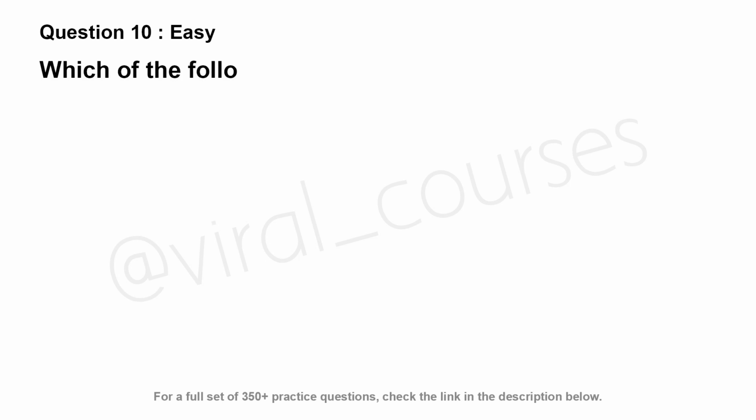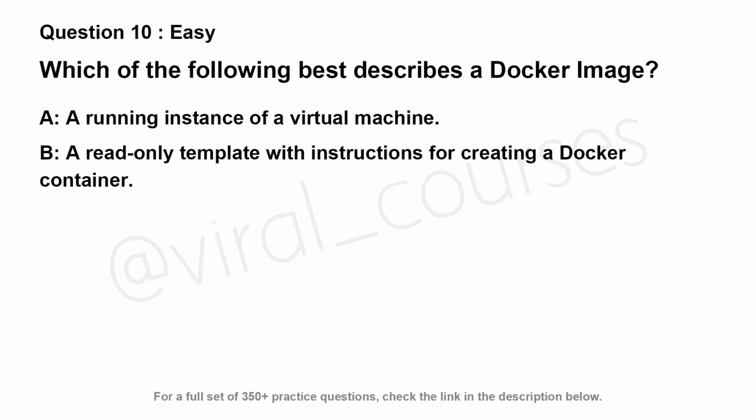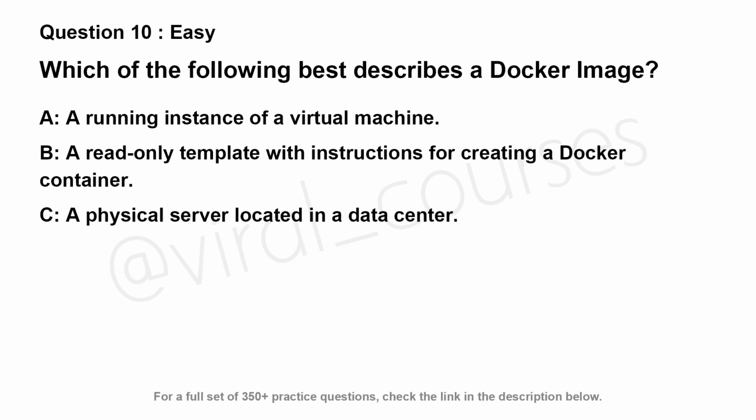Which of the following best describes a Docker image? Option A, a running instance of a virtual machine. Option B, a read-only template with instructions for creating a Docker container. Option C, a physical server located in a data center. Option D, a network protocol for transferring files.